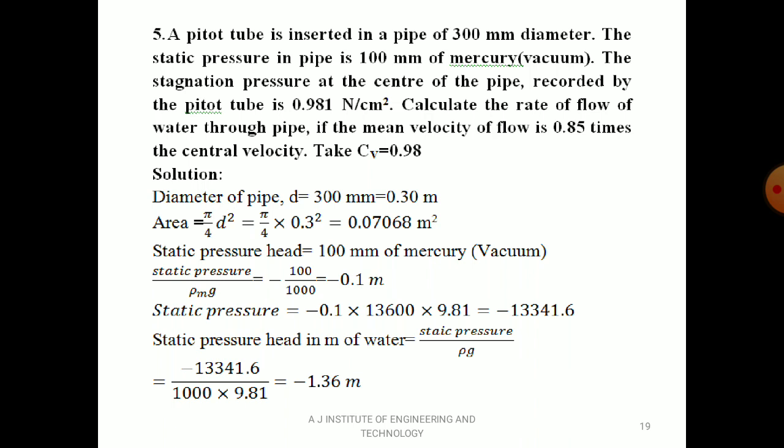Now static pressure head in meter of water. Here you have to express it in terms of meter of water, so it should be divided by rho g. The flowing fluid here is water, so you have to express it in terms of head of water. So static pressure head in meter of water is static pressure divided by rho g. Static pressure we got as minus 13,341.6, divided by density of water, 1000, into g, the acceleration due to gravity, 9.81. That is equal to minus 1.36 meter.